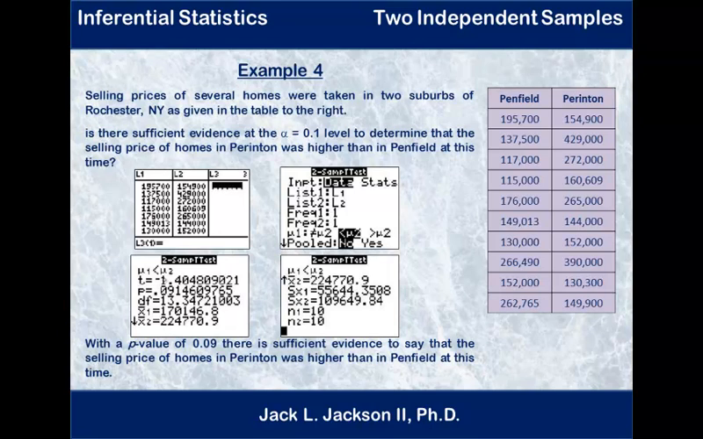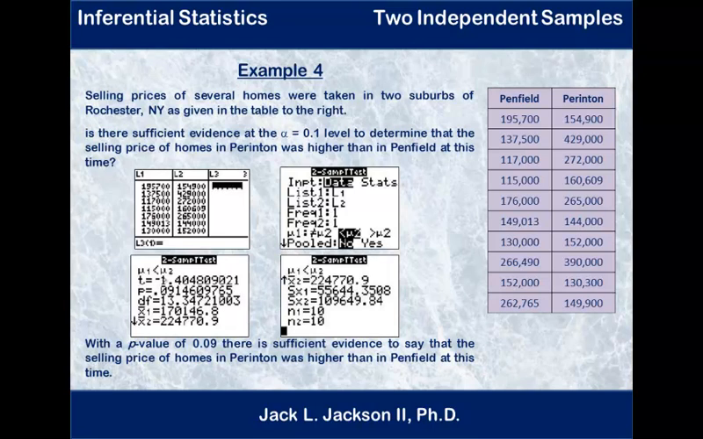What's the conclusion? Alright, the p is less than alpha. We reject the null hypothesis in favor of the alternative. So with a p-value of 0.09, there is sufficient evidence at the alpha equals 0.1 level to say that the selling price of homes in Perrington was higher than in Penfield at this particular time.